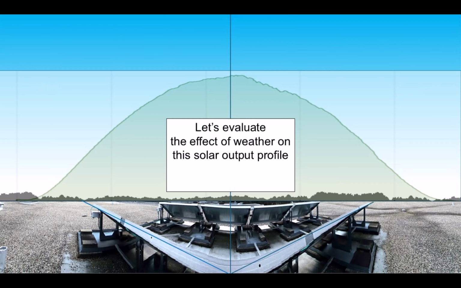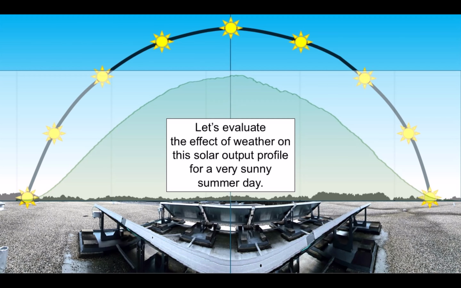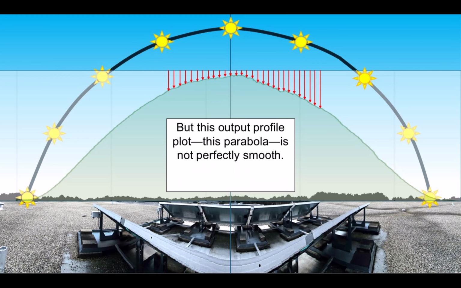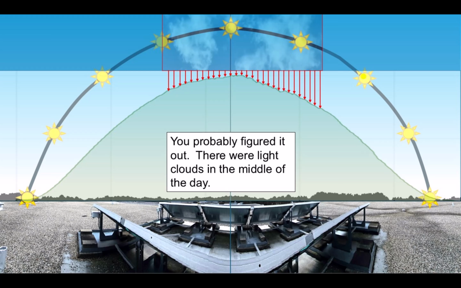Let's evaluate the effect of weather on this solar output profile for a very sunny summer day. If this day was sunny with no clouds at all, the profile would form a smooth parabola that opens downward. But this output profile plot, this parabola, is not perfectly smooth. Can you explain the slightly ragged parts? You probably figured it out. There were light clouds in the middle of the day.